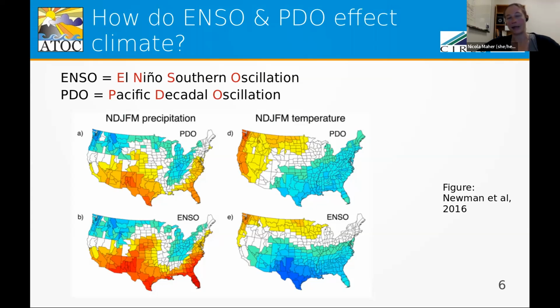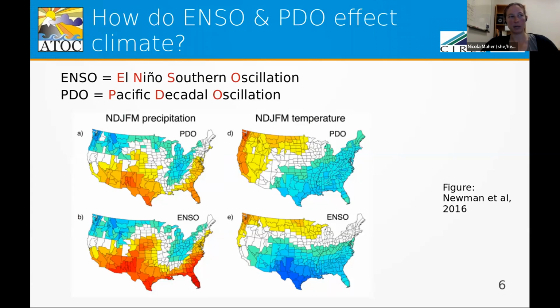And you can see on the left precipitation and on the right temperature. Here a red color is a positive correlation and a blue color is negative. So basically, you can see that a positive phase or an El Nino event would have a kind of positive impact where it's red. And you can see that the two modes have similar effects on North America, precipitation and temperature, although there are regions where there are differences.